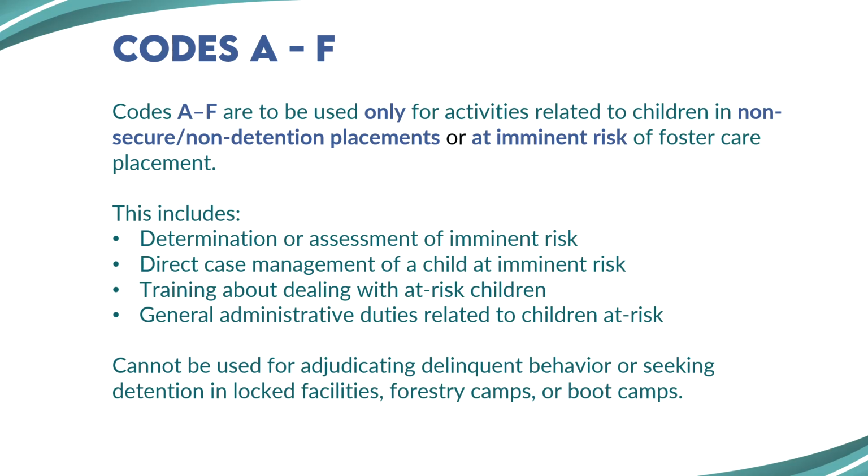Codes A through F are specifically tied to a child who is either already in a non-secure, non-detention placement or is at imminent risk of foster placement. These might include things like assessing risk, providing case management, or doing training and administrative work around children who are at risk. It's important to remember that these codes cannot be used when the purpose is to handle delinquent behavior or detention situations. Those are not considered part of the foster care candidacy definition.